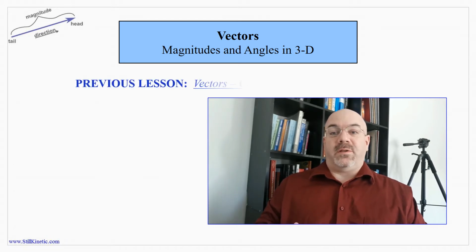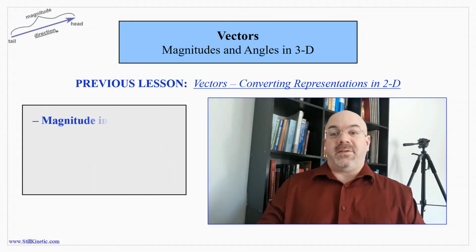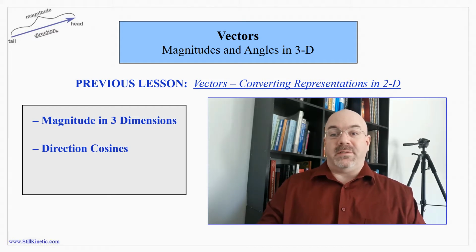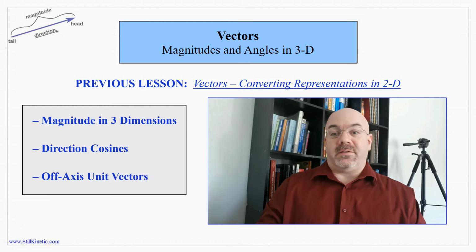In the last lesson, we looked at converting between different representations of vectors in the two-dimensional world. Our goal today is to take that and move it forward a step by looking at 3 dimensions. So we'll start by looking at the magnitude of a vector in 3 dimensions. After that, we'll look at direction cosines, which is a way of representing angles in 3 dimensions. And then we'll look at a related issue, which is off-axis unit vectors.